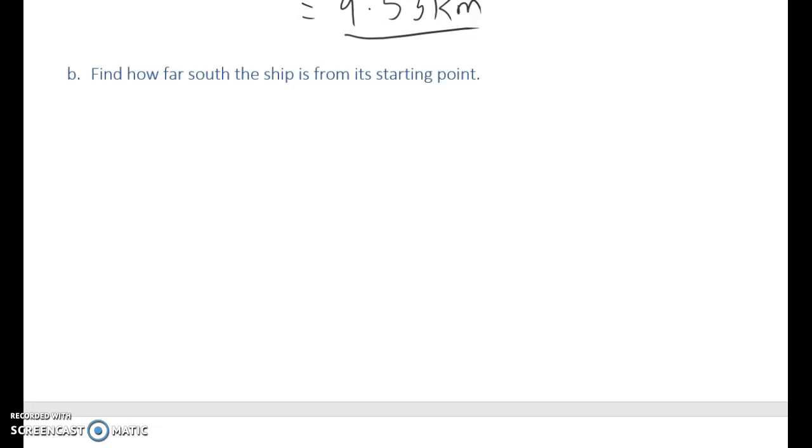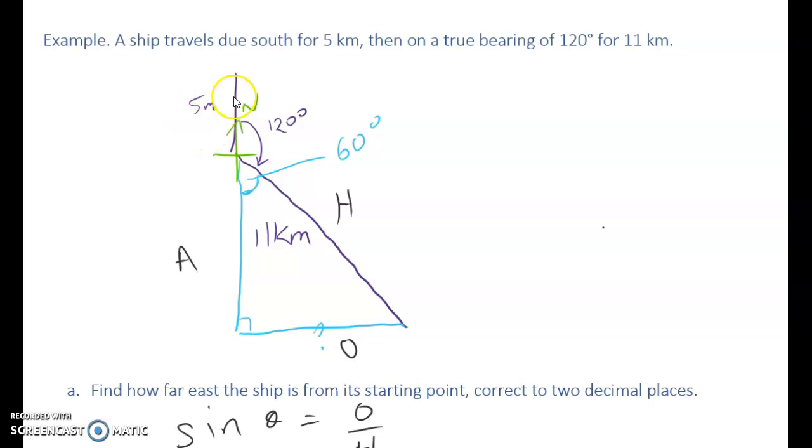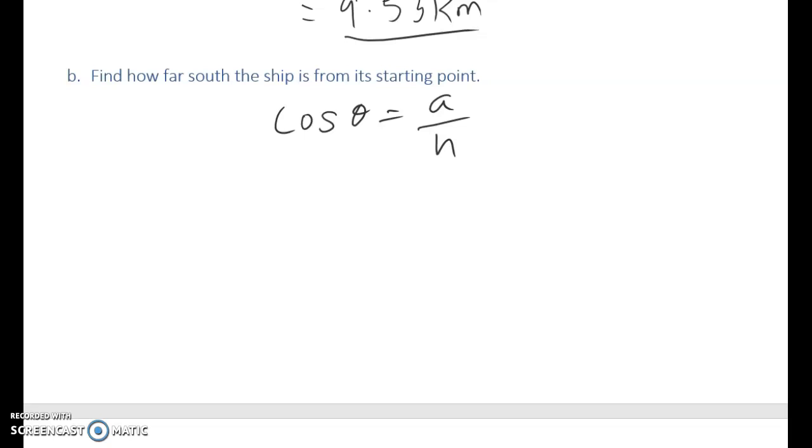Now we have to find out how far south it went. So back up to that triangle. Okay, so we're going to have to add 5 kilometers to whatever the adjacent is here, and I'm going to use the cosine ratio to find out the adjacent. Do make note, however, that I could also use Pythagoras' theorem to find the adjacent. Okay, so I'm going to be good and write out my ratio that I'm going to use, and then I'm going to substitute: cos 60 degrees equals the adjacent over 11 kilometers.